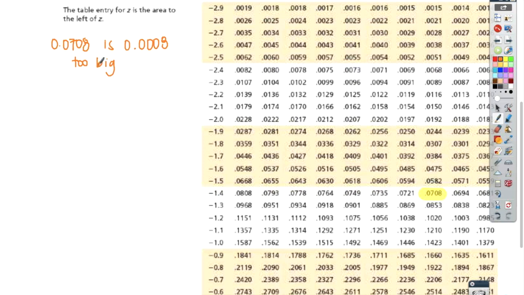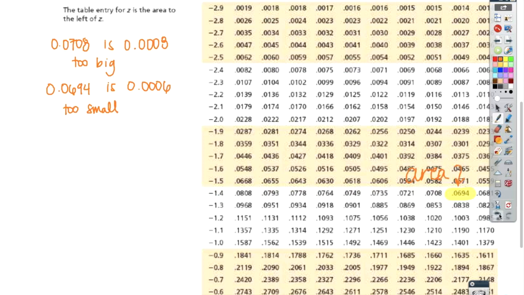So that's 0.0008 steps too big. And then on the other side, 0.0694, there's our too small, and that is 0.0006 too small. If I take 0.0700 and I subtract 0.0694, I get this. Now, of the two of those, 0.0694 is the closer value. This one is closer because it's a smaller number of steps too small. So that's the area. This is the area.